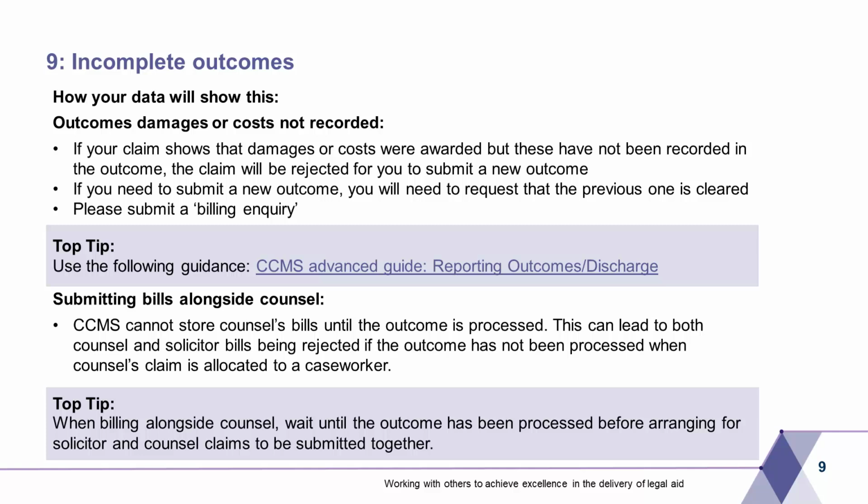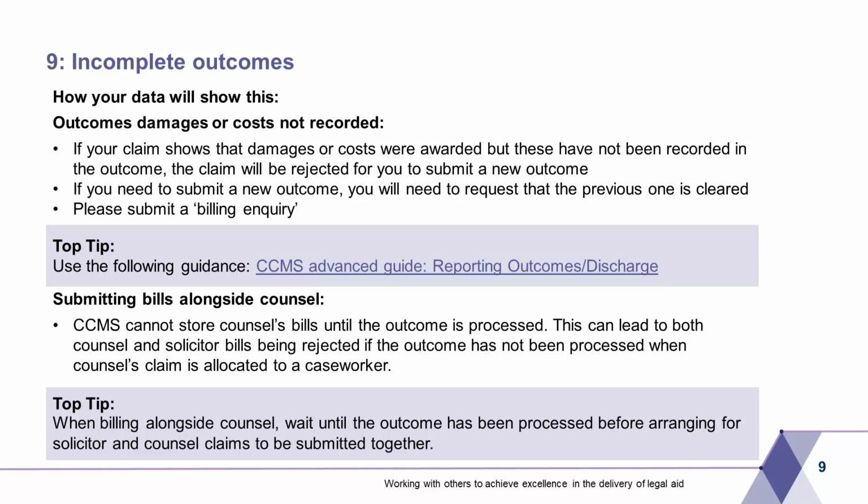If you notice prior to submitting your claim that an award has not been recorded on the outcome, you will need to send a billing inquiry via CCMS first to clear the previous outcome. If the previous outcome is not cleared, CCMS will not pull through any updated information, so we will be unable to update the outcome, which may cause further delay. Without accurate outcomes, we are unable to process the bill. There is a link in the slide pack to the Legal Aid Learning website, which provides more information on recording awards and the outcomes process more generally.